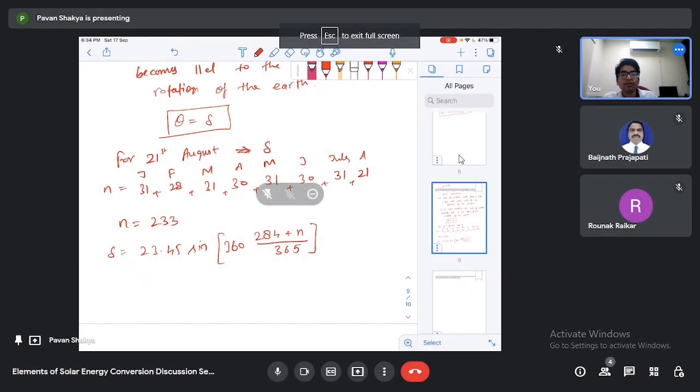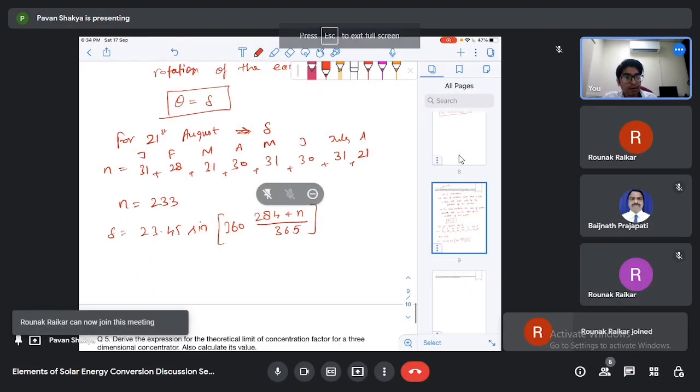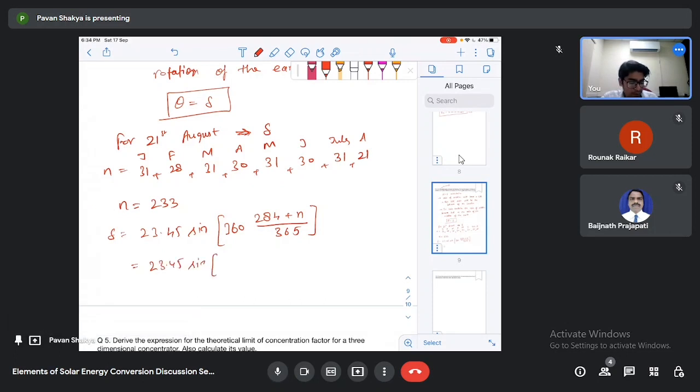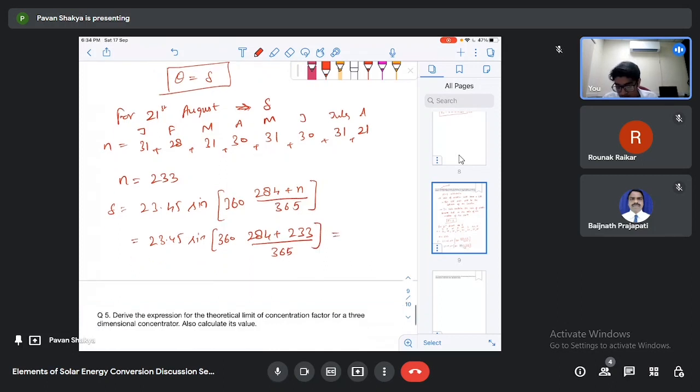So you can place the value of n, that is 233. This one is 233. Then you will find that this delta comes out to be 11.75 degrees.